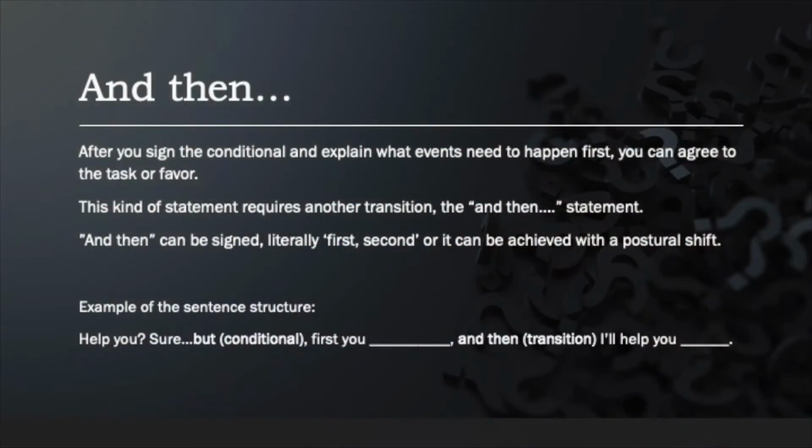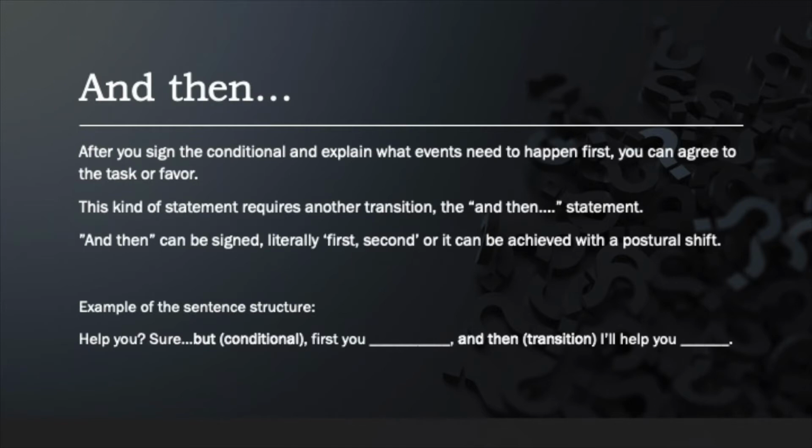After explaining the condition for your help, or what needs to happen first, then you can agree to the task or favor. This kind of statement requires another transition, the and then statement. And then can be signed literally first, second, or it can be achieved with a postural shift and non-manual markers.